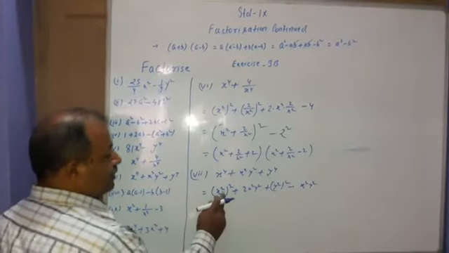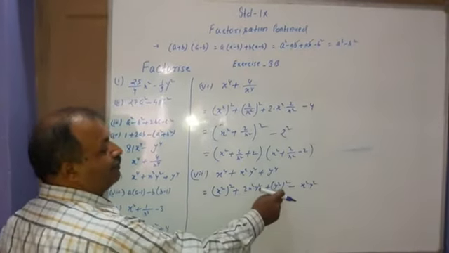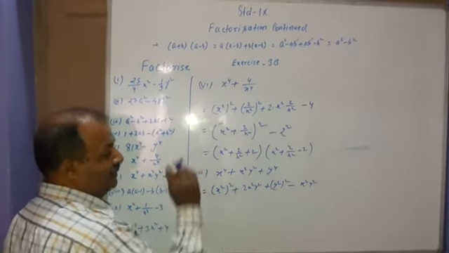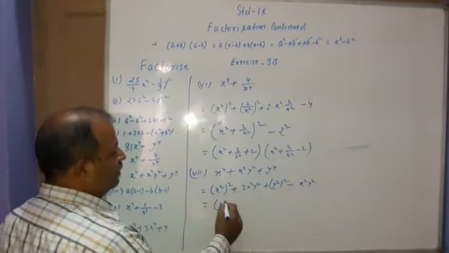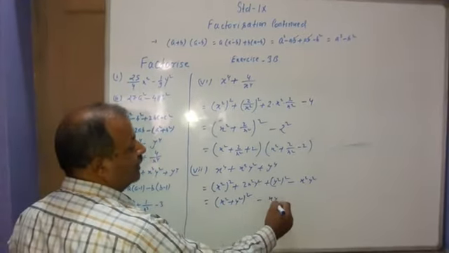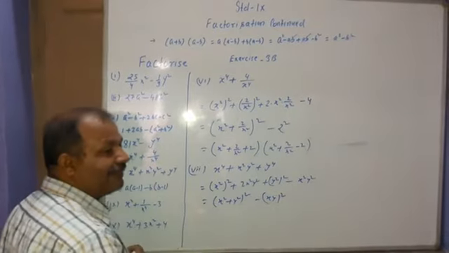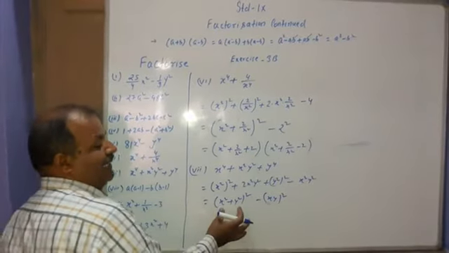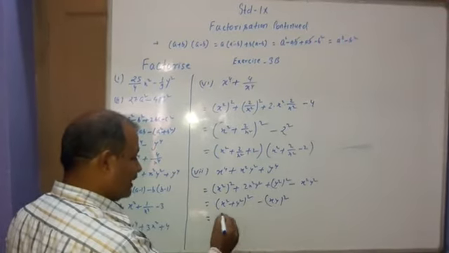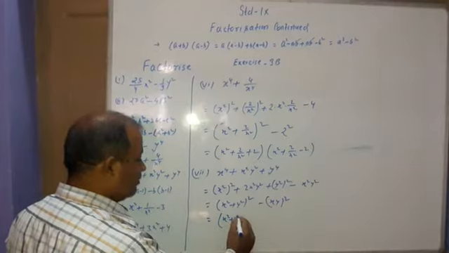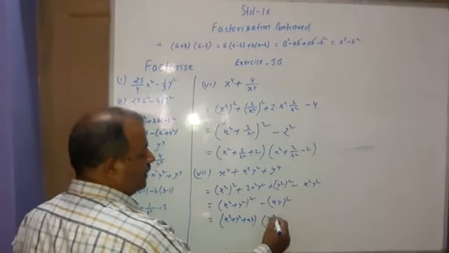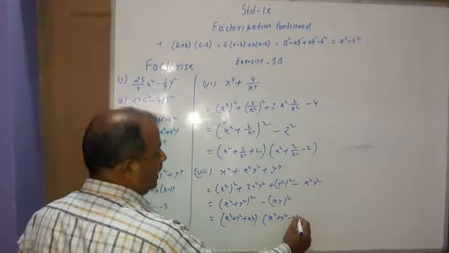Now it is of the form a square plus 2ab plus b square. At the place of a, x square, and at the place of b, y square. Therefore it will be a square of x square plus y square, and it will be a square of xy. Now it is of the form a square minus b square, and therefore we write a plus b, that is x square plus y square plus xy, and a minus b, that is x square plus y square minus xy.